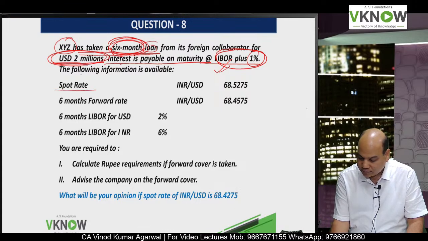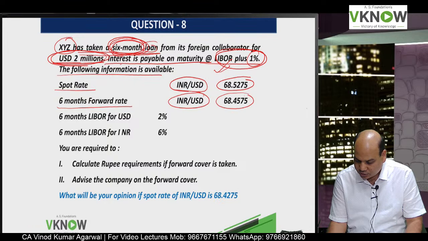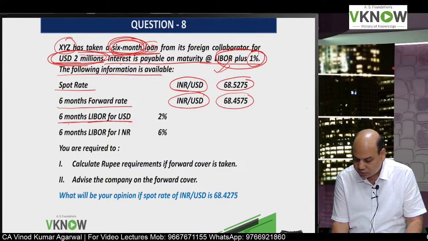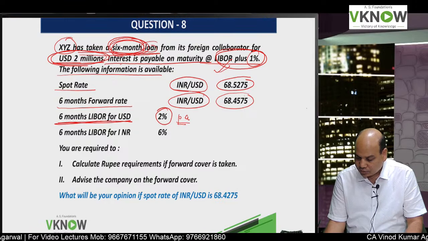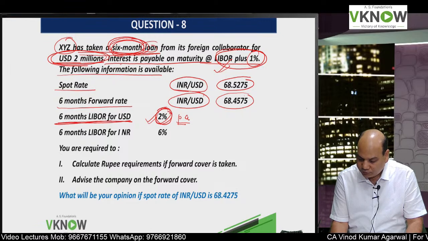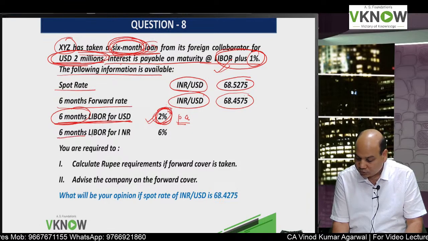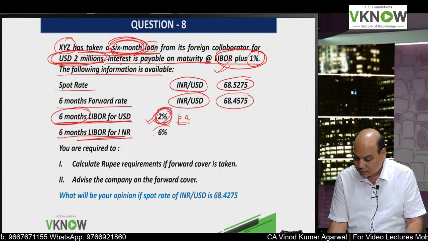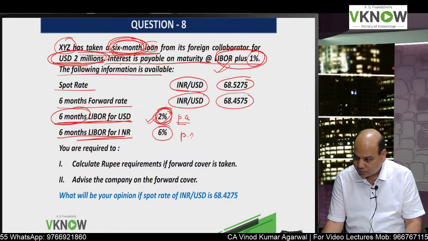The spot rate is given, rupee per USD, and the 6-month forward rate is given, rupee per USD. What is the interest rate in USA? The 6-month LIBOR for USD is 2%. This is 2% per annum. Even if per annum is not written, all the rates are in per annum terms, which means if you borrow for 6 months, the rate of interest is 2% per annum. The 6-month interest rate in India is 6%. The 6-month LIBOR for INR is 6%. This is also per annum.